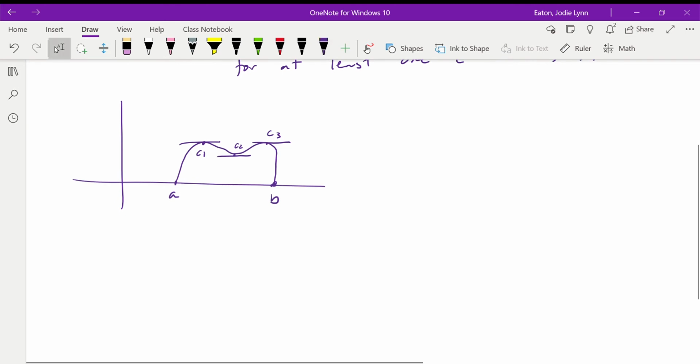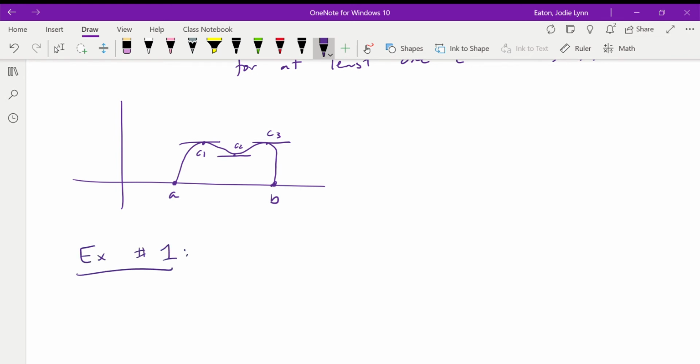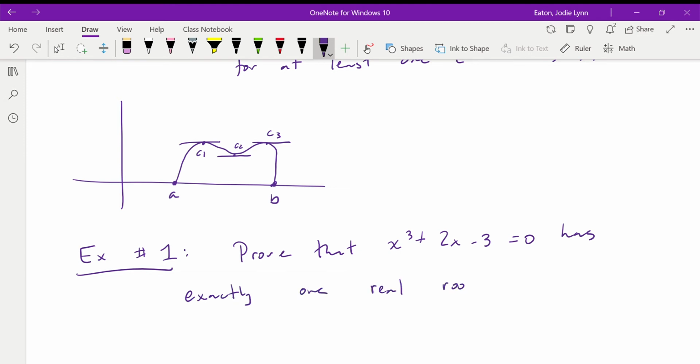So what can we use this for? We can use it to prove that there isn't a root of a specific function. So example number 1. Prove that x cubed plus 2x minus 3 equals 0 has exactly one real root.